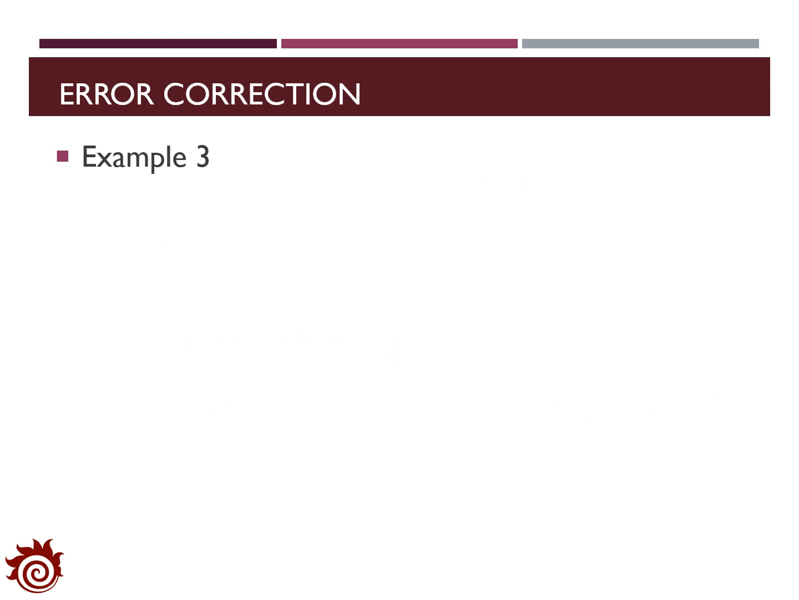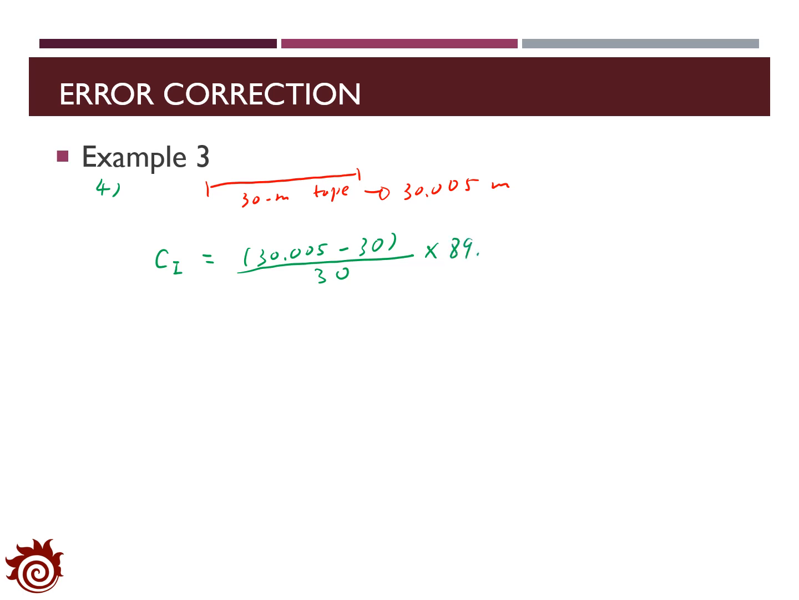The next error we want to consider is the error from the instrument. We mentioned a lot of times previously that the true tape length actually measured 30.005 meters. So for the error from the tape, we will have the correction as 30.005 minus 30 over 30 times the length we measured, 89.5 meters. That will give you the value as 0.0149 meters.